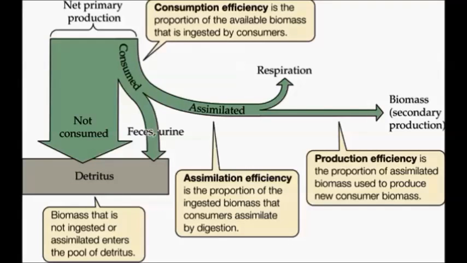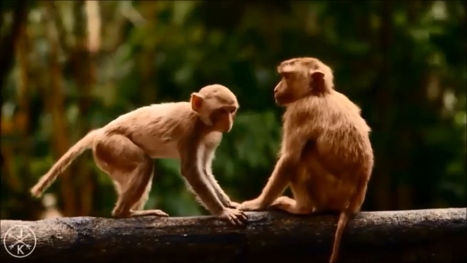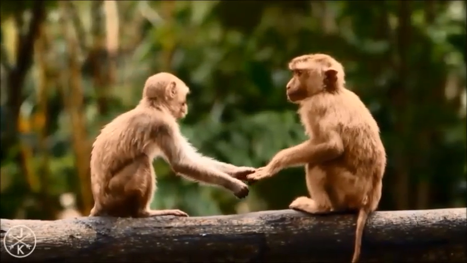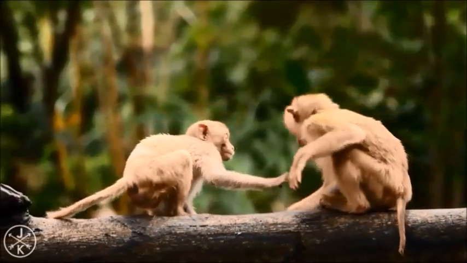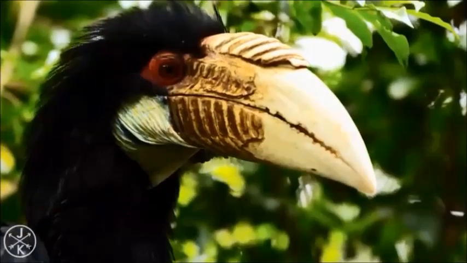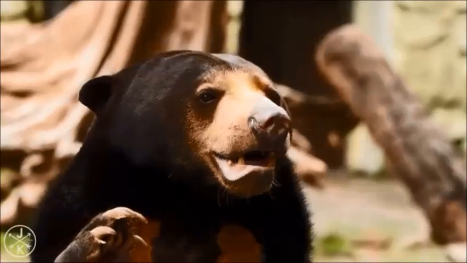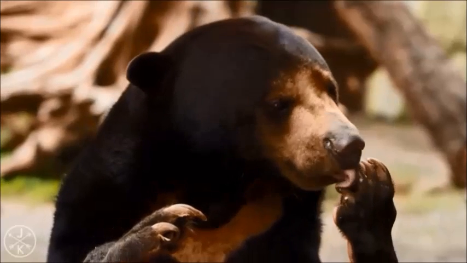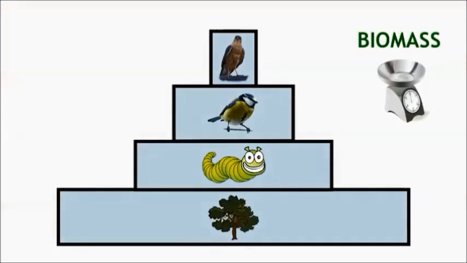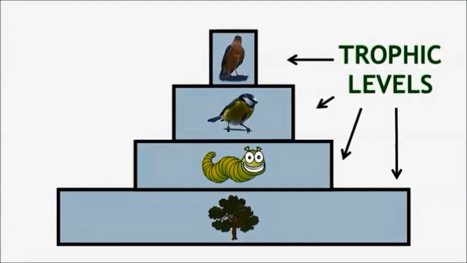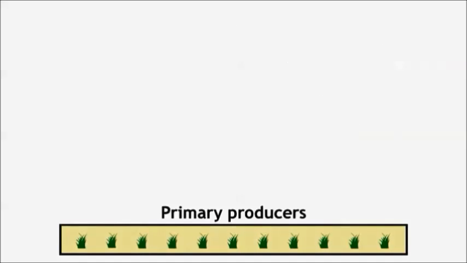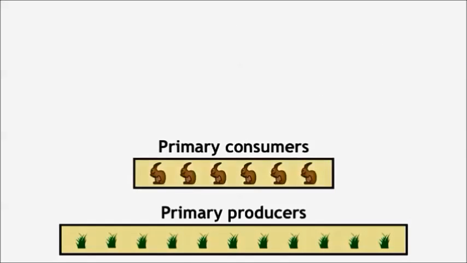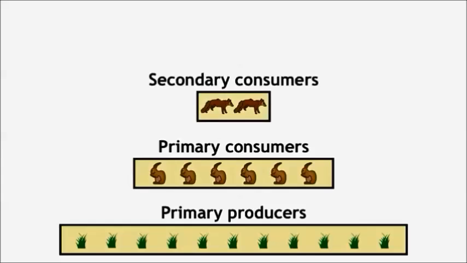Consumption efficiency, assimilation efficiency, and production efficiency. They are the values of the portion of energy being consumed, a portion assimilated from what's ingested, and a portion of the assimilated energy used for growth, respectively. These values of efficiencies are used in order to track the fate of energy available as it is passed through the trophic levels.